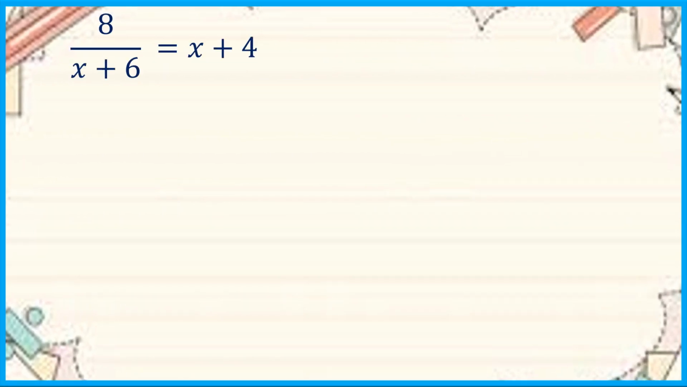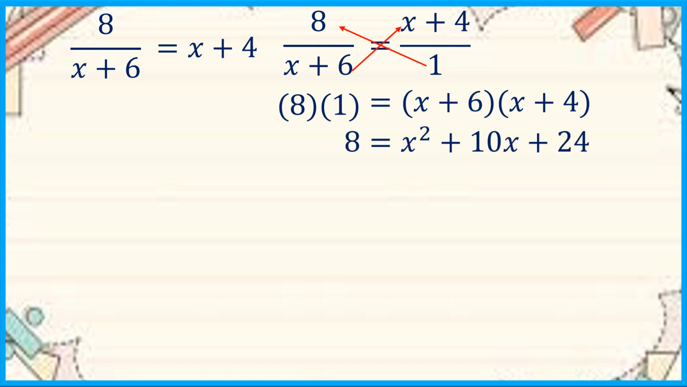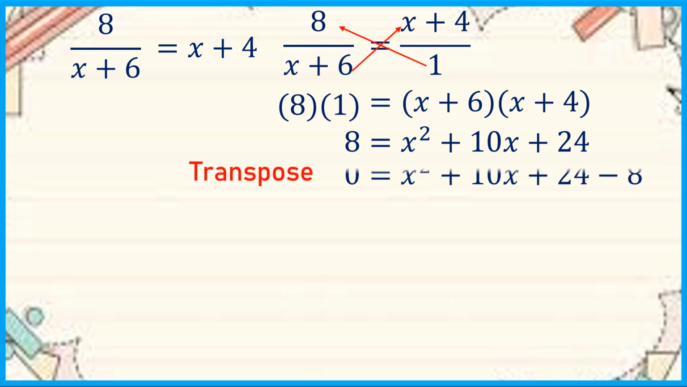Now let us have another one. So supposing we have 8 over 1 is equal to (x plus 6) times (x plus 4). So here, any number has a denominator of 1, so that we can cross multiply 1 times 8 and then (x plus 6) times (x plus 4). Then we are going to have 8 is equal to x squared plus 10x plus 24. Transpose 8 to the other side, we get 0 is equal to x squared plus 10x plus 24 minus 8. And 24 minus 8 is equal to positive 16.